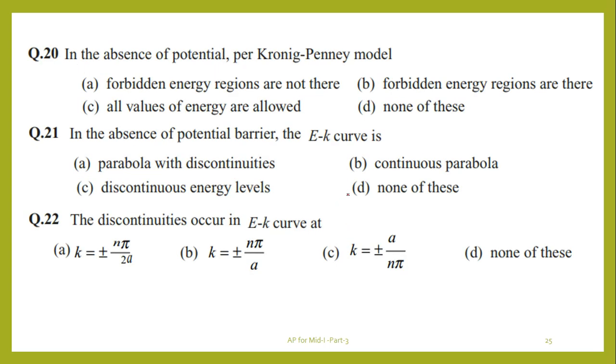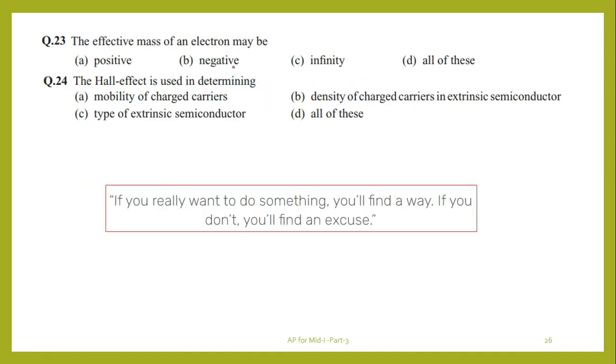In the absence of potential for the Kronig-Penney model, what will happen? Forbidden energy regions are present. In the absence of a potential barrier, the E-k curve is a parabola with discontinuities. Then the discontinuities occur in the E-k curve at k is equal to n pi by a. Then the effective mass of an electron may be positive, negative or infinity.